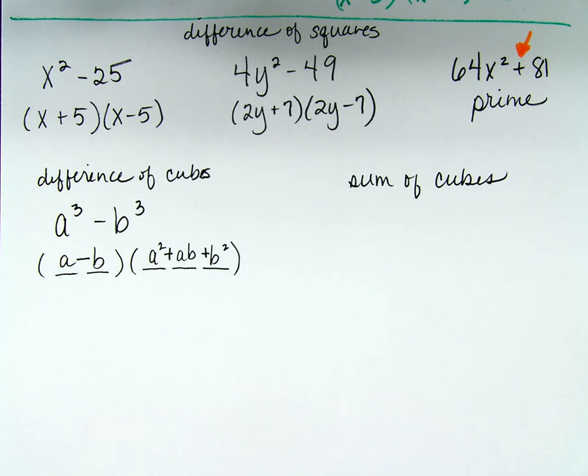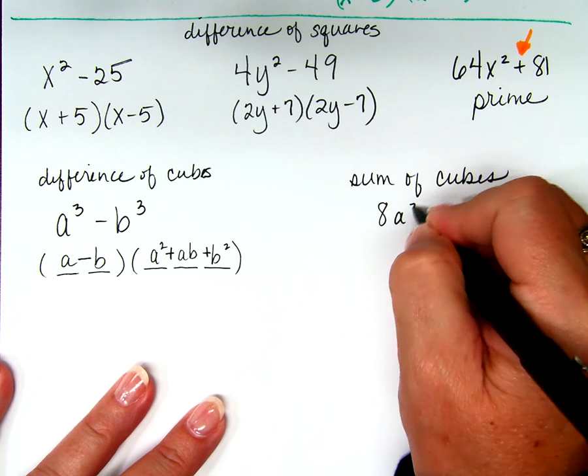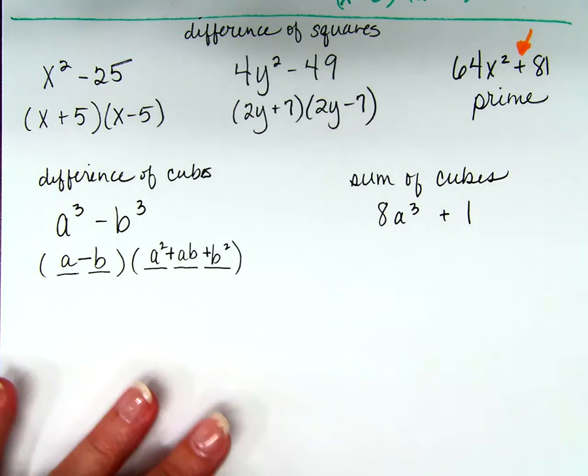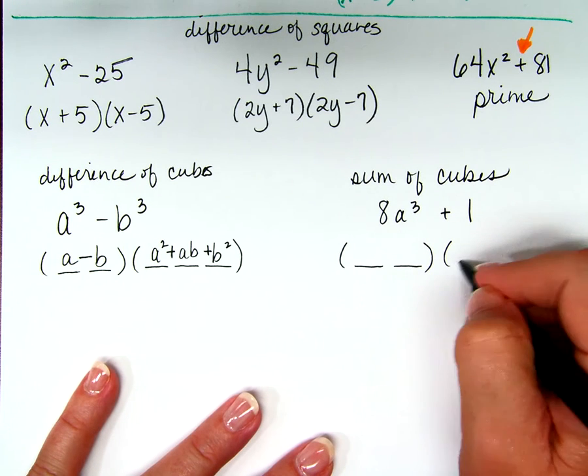Do you know how to do the sum of cubes? If you know how to do the difference of cubes, then you know how to do the sum of cubes, don't you? Okay? 8a cubed plus 1. Binomial. Trinomial.